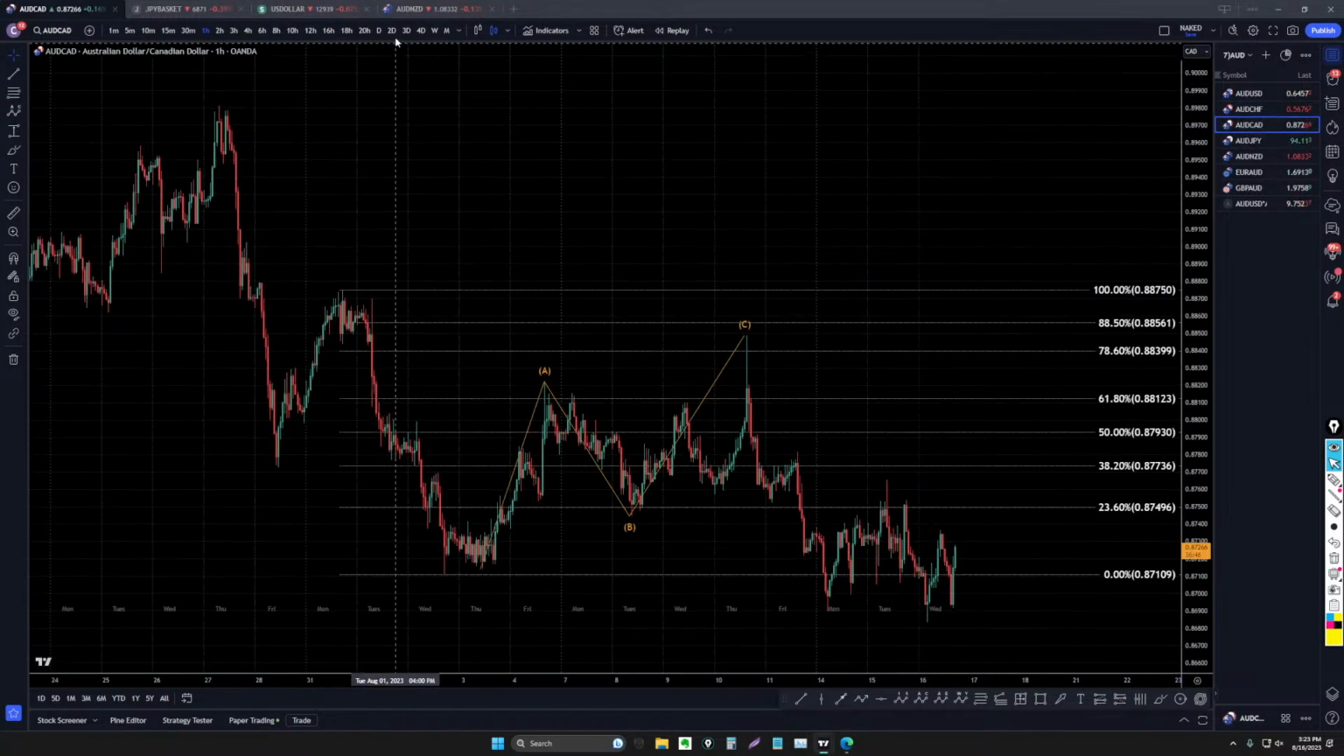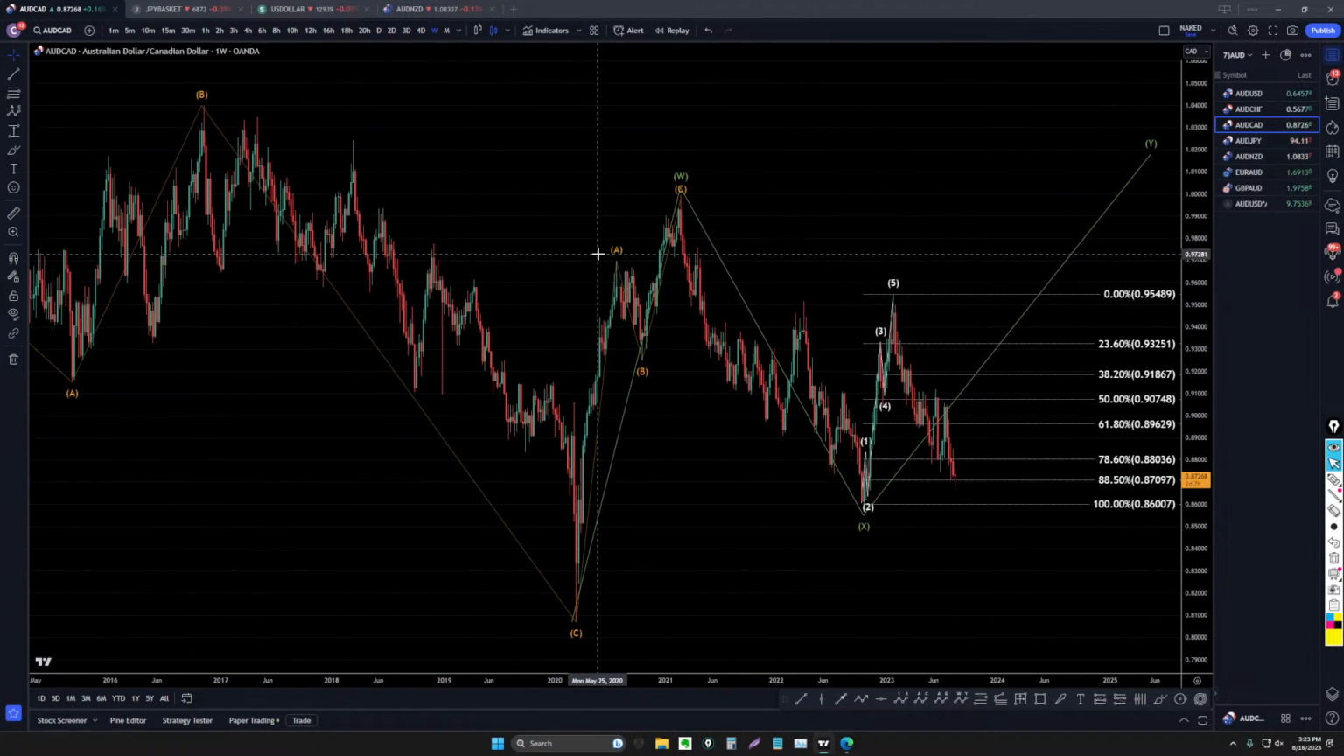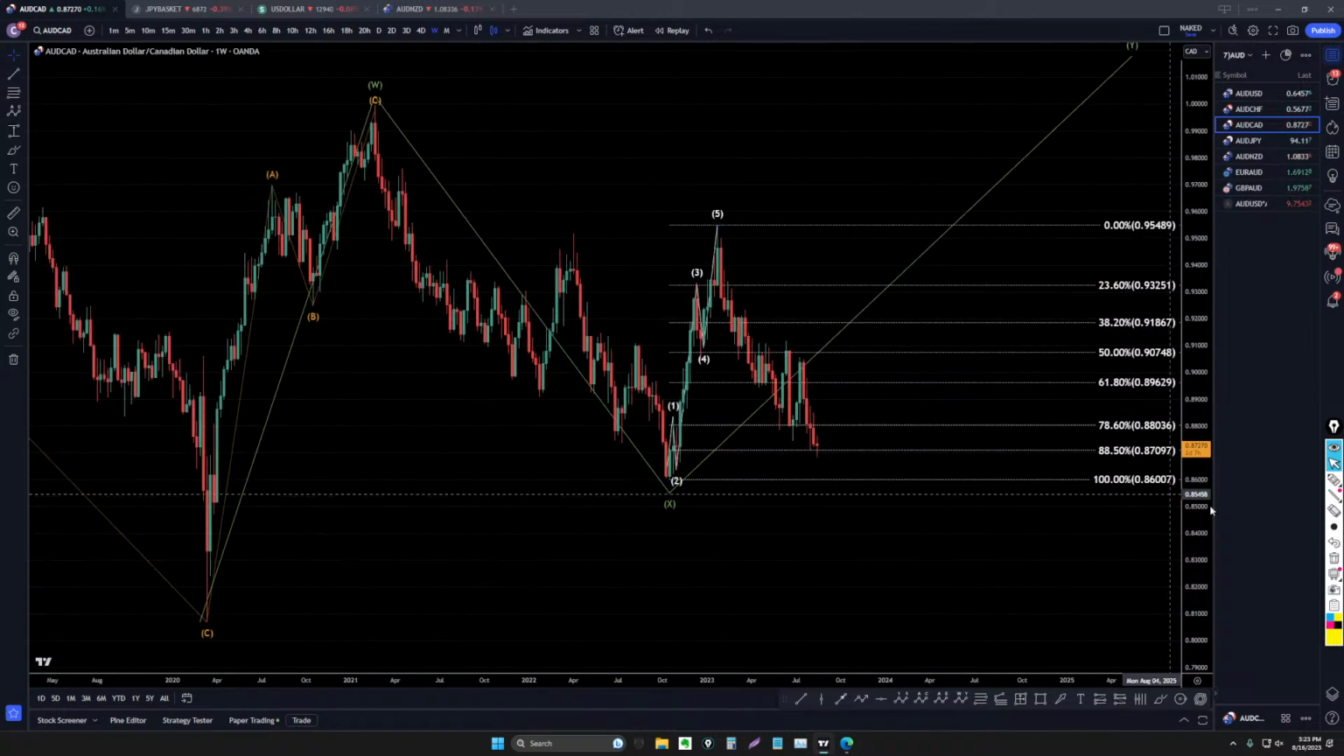Aussie Canadian. I'll get rid of that for now. Now this is another one where I was originally thinking that it was going to go up and make a higher low, but boy, these Aussie pairs are not giving up on their weakness. I don't really think that it's over yet.